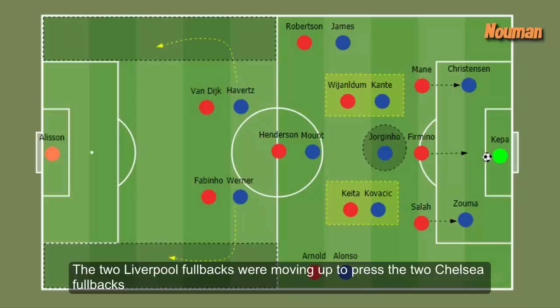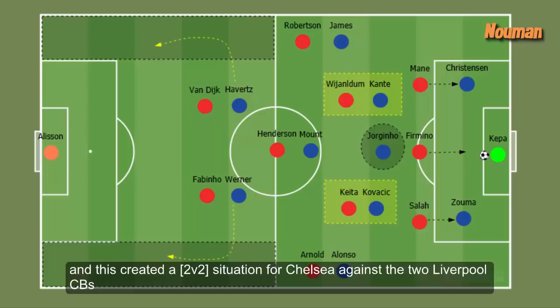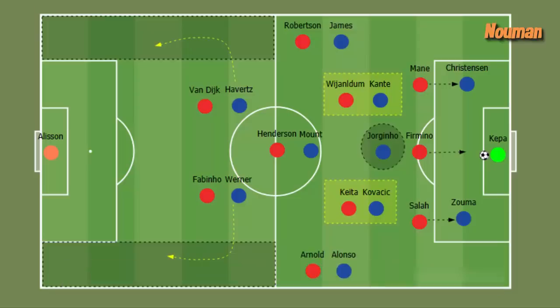The two Liverpool fullbacks were moving up to press the two Chelsea fullbacks, and this created a 2v2 situation for Chelsea against the two Liverpool centre-backs, with the wide spaces totally open for Timo Werner and Kai Havertz to attack.